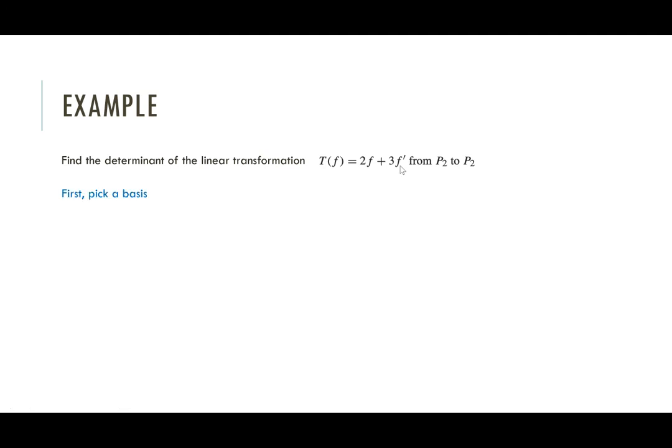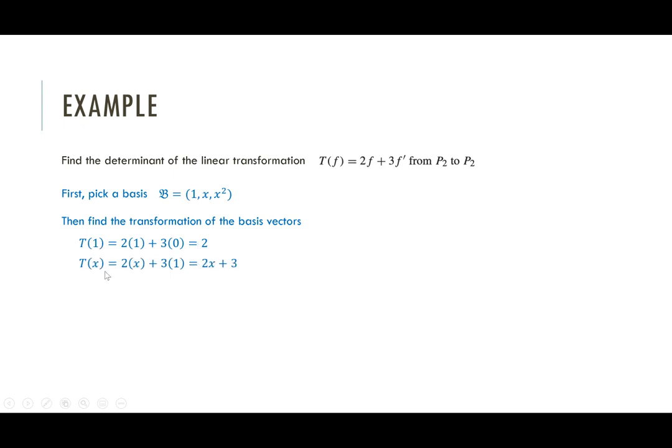All right. So first, we have to pick a basis. I always like this one, just 1, x, and x squared. And now you have to find the transformation of the basis vectors. This is in order to find the matrix B. So the first basis vector, input 1, you end up with 2. Next basis vector, input x, you end up with 2x plus 3. And then your last basis vector, you input x squared, and your output is 2x squared plus 6.